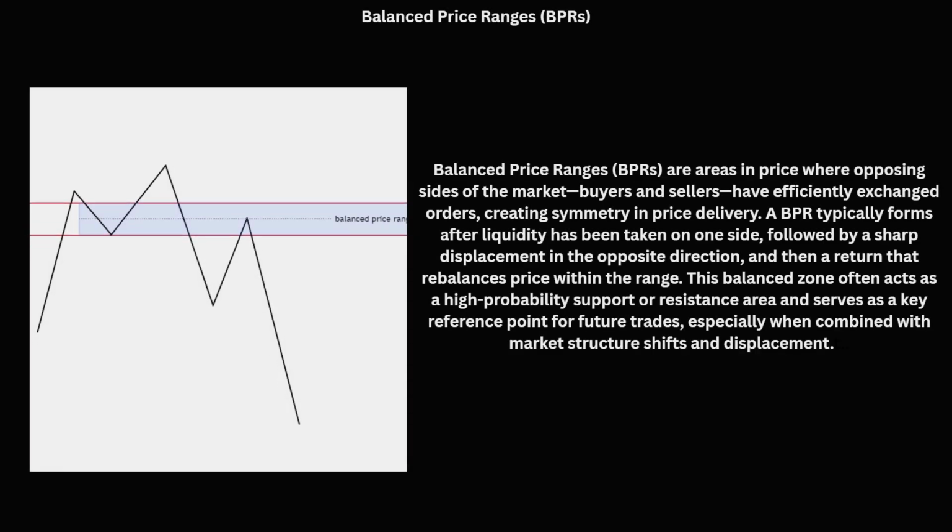Here is an example of a balanced price range. Balanced price ranges are areas in price where opposing sides of the market, buyers and sellers, have efficiently exchanged orders, creating symmetry in price delivery. A BPR typically forms after liquidity has been taken on one side, followed by a sharp displacement in the opposite direction, and then a return that rebalances price within the range. The balance zone often acts as a high-probability support or resistance area and serves as a key signature point for future trades, especially when combined with market structure shift and displacement.